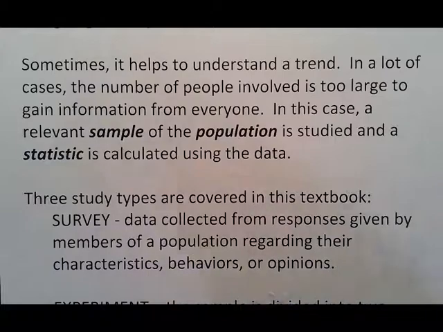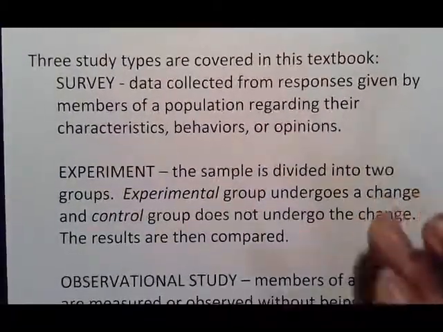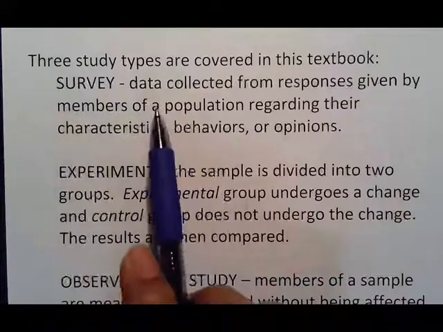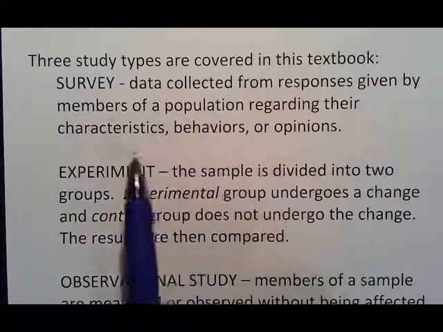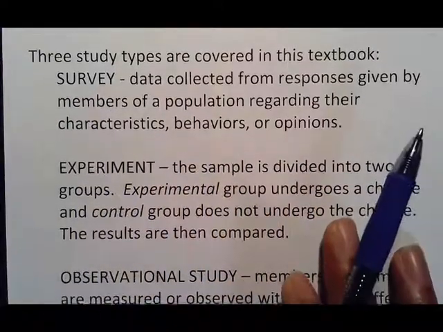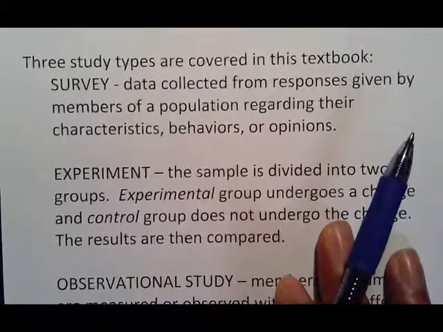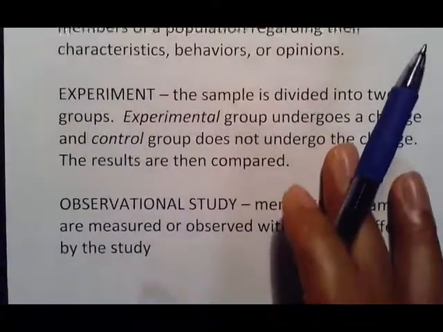We'll talk about how samples work in just a little bit, but 3 study types are covered in this textbook. First one is a survey. That's data collected from responses given by members of a population regarding their characteristics, behaviors, or opinions. So you know what a survey is. I think you've done enough of those at the end of the year when they ask you how you feel about the principal, the school, the environment, and all that stuff.